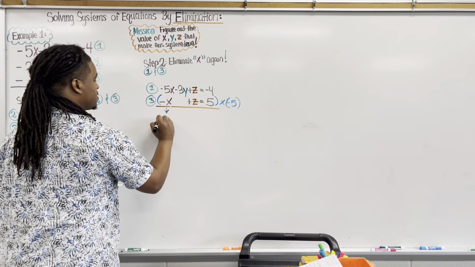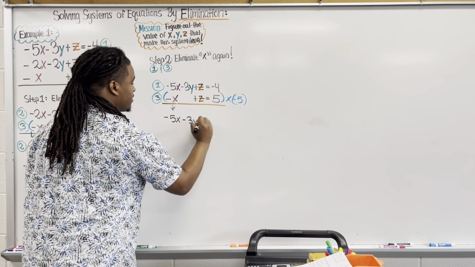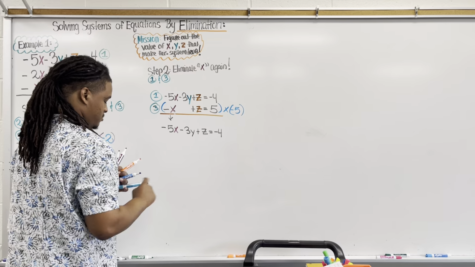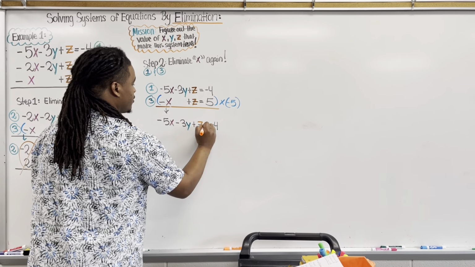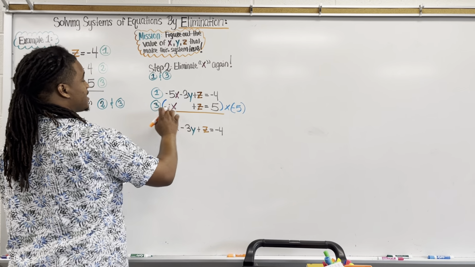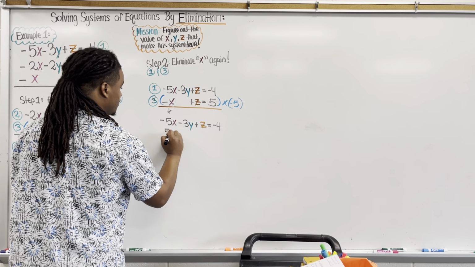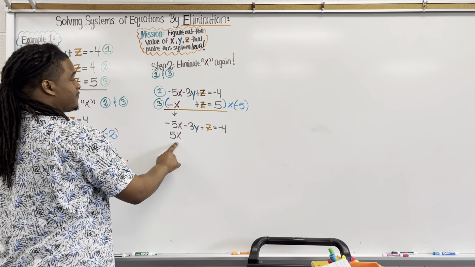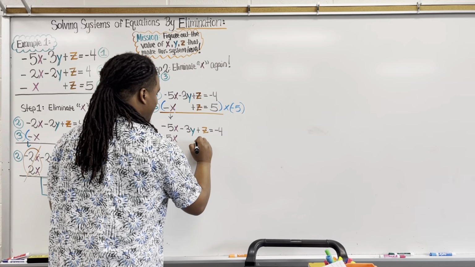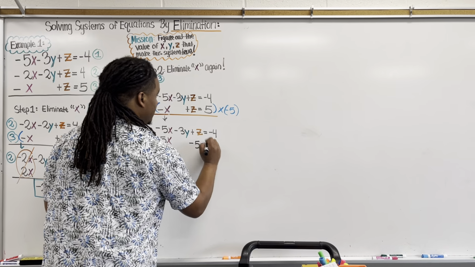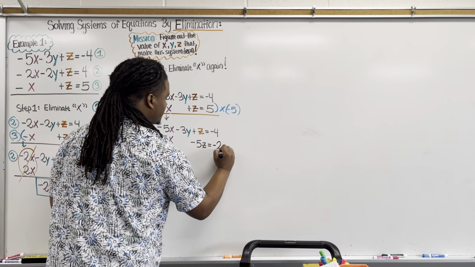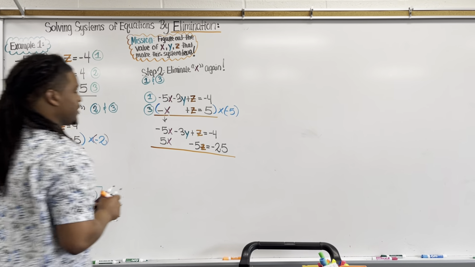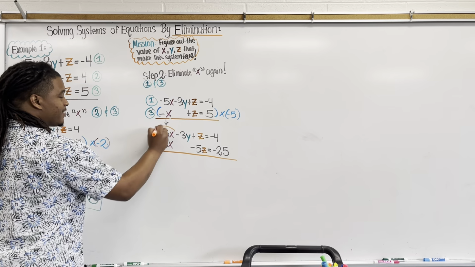I'm going to rewrite number 1 again, which is negative 5x minus 3y plus z equals negative 4. That stays the same. But the third one, I multiplied by negative 5, because a negative 5 times a negative x equals a positive 5x, which is what we need in order to cancel out x. So negative 5 times negative x is a positive 5x. Negative 5 times z is a negative 5z. And negative 5 times a positive 5 is a negative 25. So once again, a negative 5x and a positive 5x cancel out.